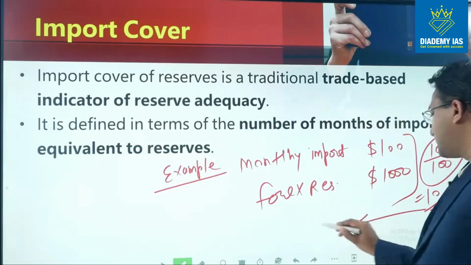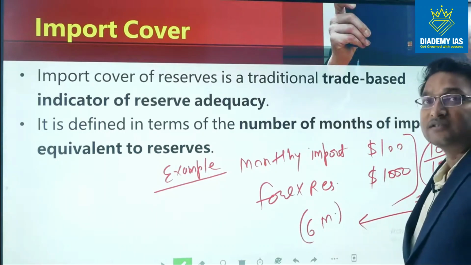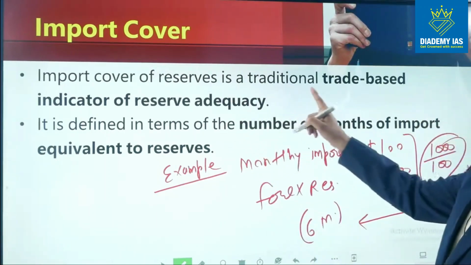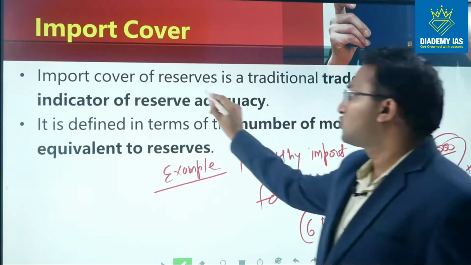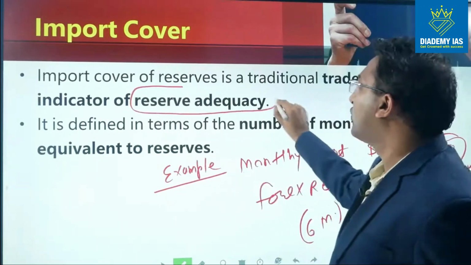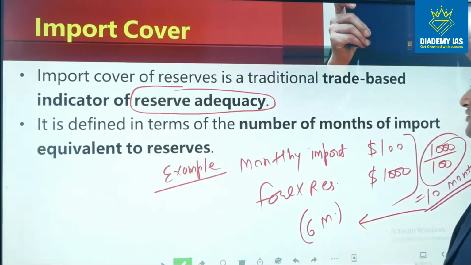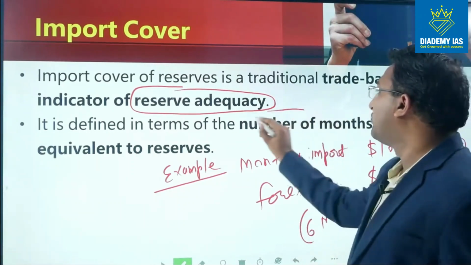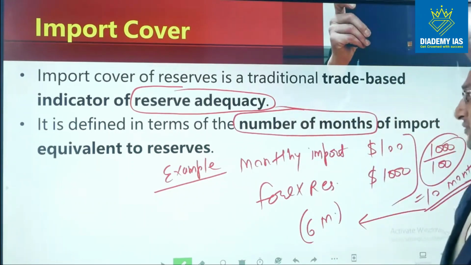Ideal import cover is 6 months. So we should have the foreign exchange reserve equivalent to the 6 months of import, right? So import cover of reserves is a traditional trade balanced indicator of reserve adequacy. So the purpose is to check whether the foreign exchange reserves are adequate or not. So this is an indicator of reserves adequacy. It is defined in terms of the number of months of import equivalent to reserves. So we have seen over here the example of 10 months.